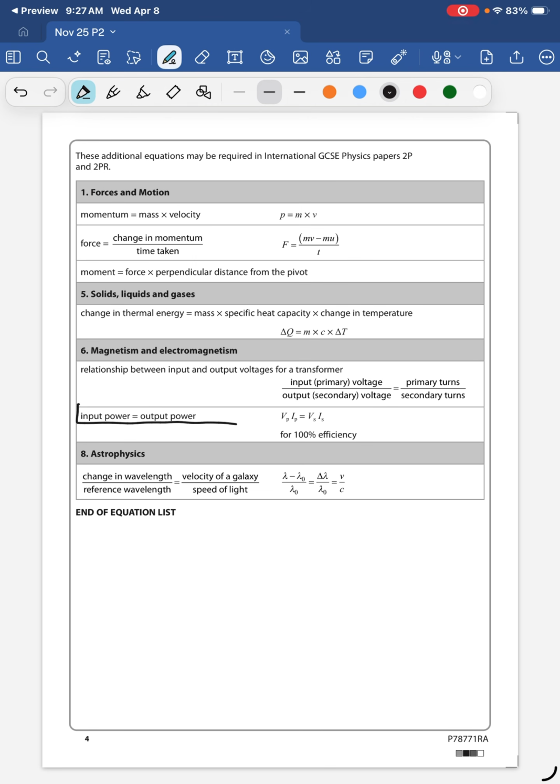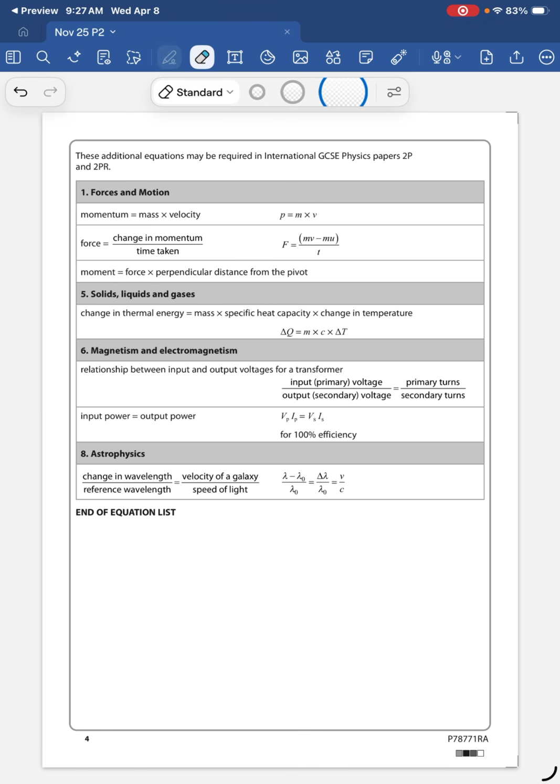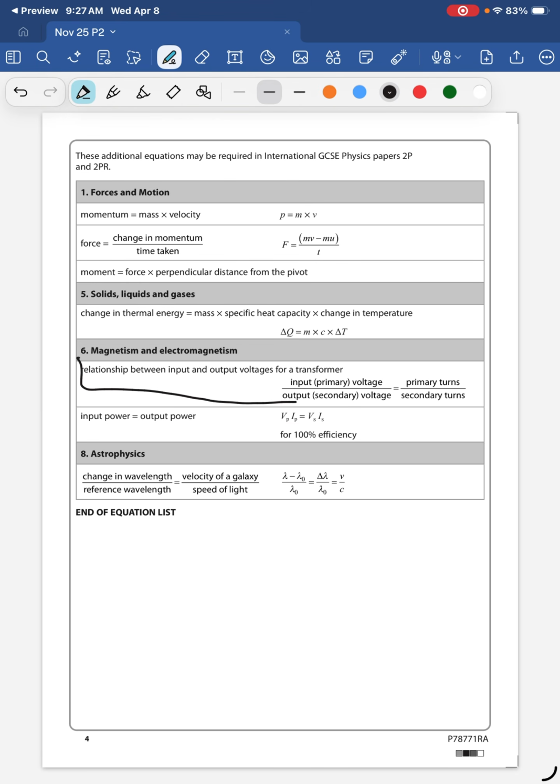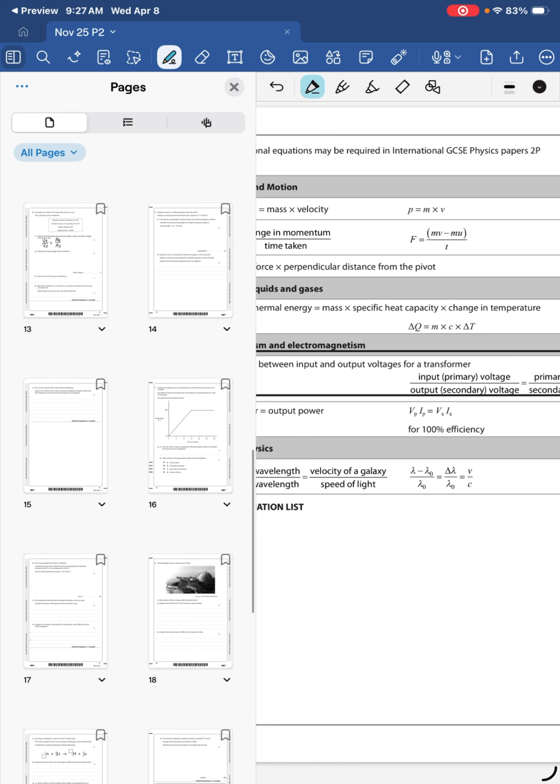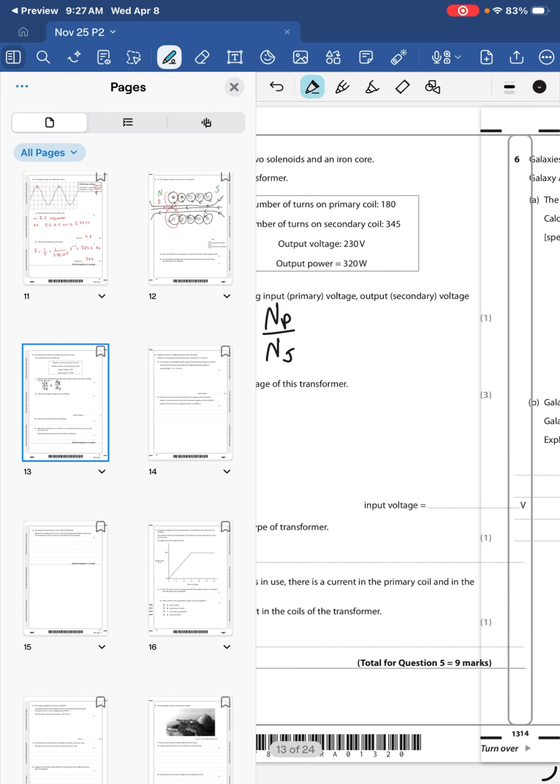No, here. This is the formula. Okay. No, this is not the formula. Sorry, this is for current and power. So this is actually the formula. Okay, so they actually give you the formula, guys. So you have to just go back to the back of the paper and copy it.